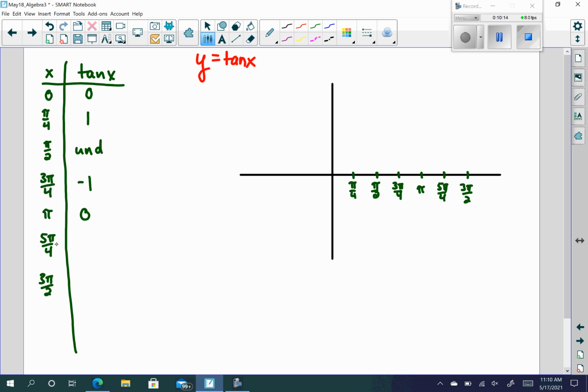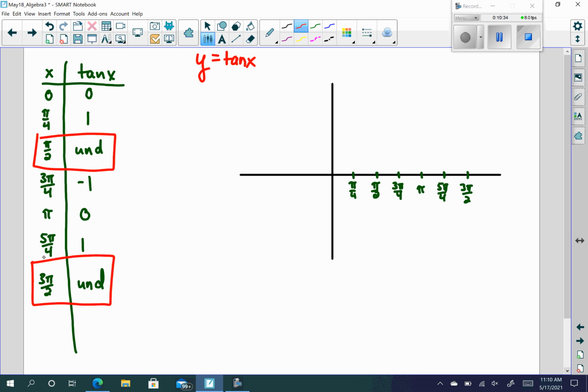5 pi over 4, I'm in the middle of the third quadrant. Both radical 2 over 2s are negative, so I'm back at a positive 1. And then 3 pi over 2 is at the bottom at 270, so that ordered pair is 0, negative 1. So if I divide negative 1 by 0, that's also undefined. So notice where our graph will be undefined.